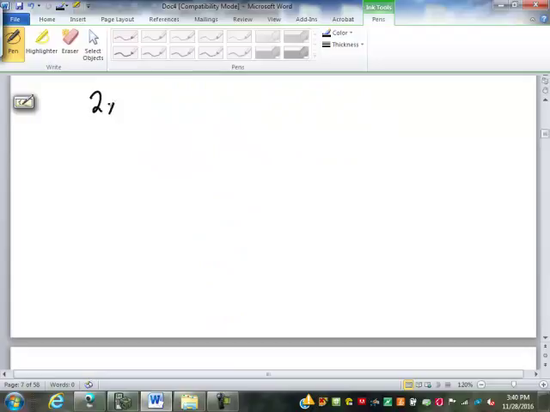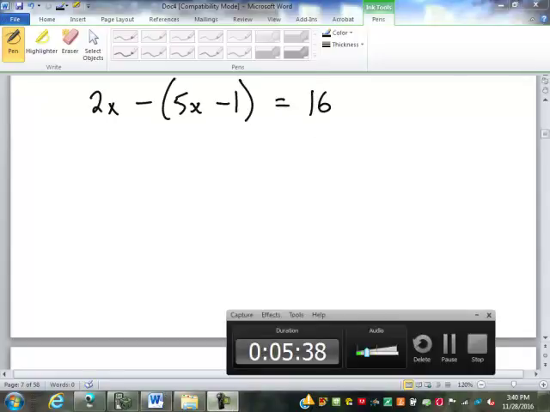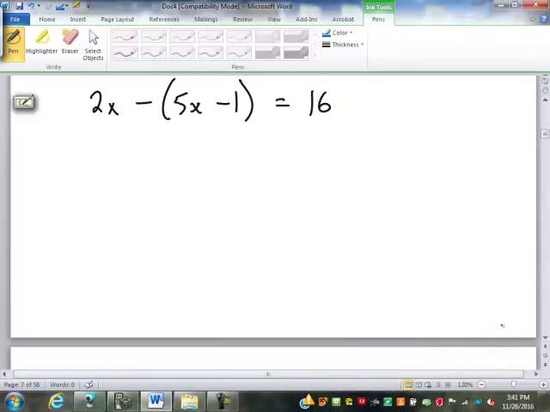I'm going to have you try this one quick, see if you can see the catch here. I'll give you a couple minutes. Do you see it? The problem is the minus in front of the parentheses here. So what we have to do is we treat it like it's a negative 1 in front of the parentheses. So now the 2x doesn't change. This is negative 1 times everything in the parentheses. So negative 1 times 5x is negative 5x. Negative 1 times negative 1 is a positive 1. Equals 16.